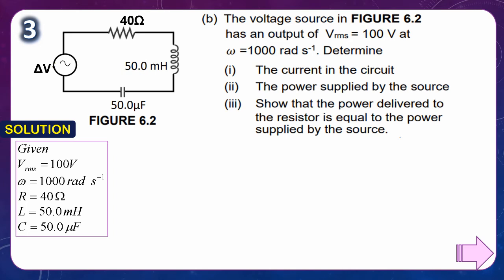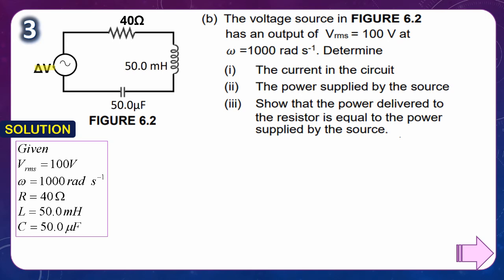For question number 3b, the voltage source in figure 6.2 has an output of VRMS equal to 100 volt. The angular frequency is 1000 radian per second. You need to determine the current in the circuit, the power supplied by the source, and you need to show that the power delivered to the resistor is equal to the power supplied by the source.